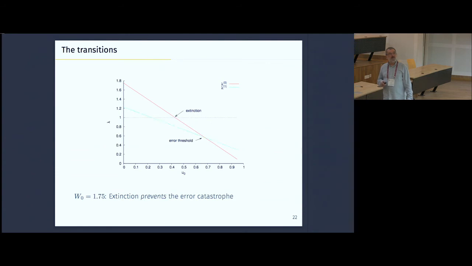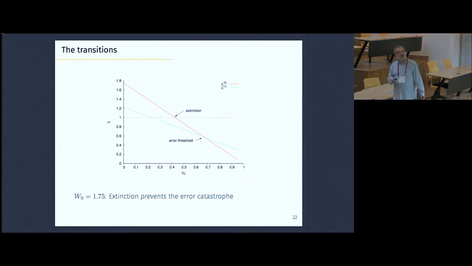On the other hand, you can have a situation in which the extinction happens before the error threshold, like in this one. So that means that, in fact, if you want to get rid of a virus, you don't have to think about the error threshold. You have to think about the extinction itself. Well, the error threshold will never happen because the population disappears. But the point is that if you look at this factor here, it goes below 1 at a certain point.